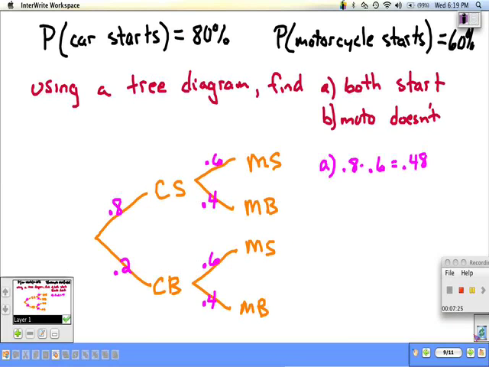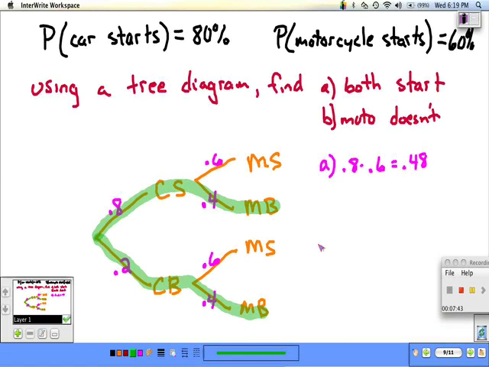the probability that the motorcycle doesn't start, this can actually happen in 2 ways. The car can start and the motorcycle can be broken, or the car cannot start and the motorcycle's broken. So in this probability for B, we're going to do 0.8 times 0.4 plus, because there's a second option, 0.2 times 0.4.